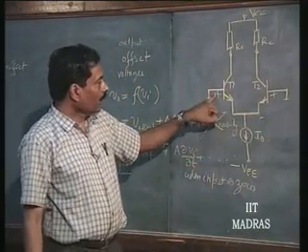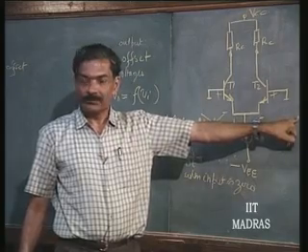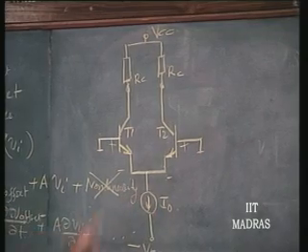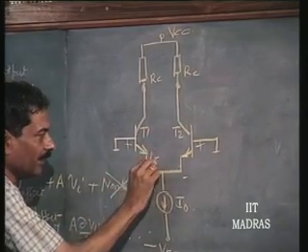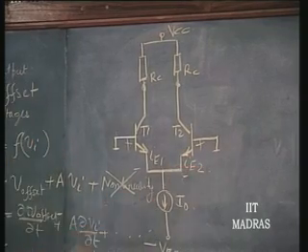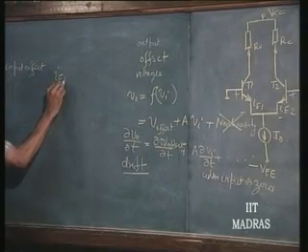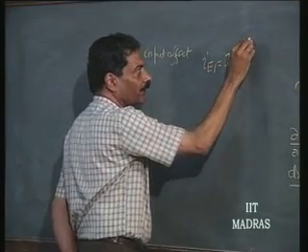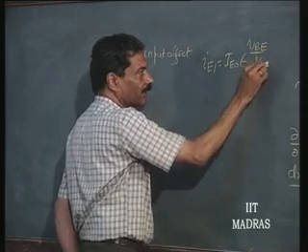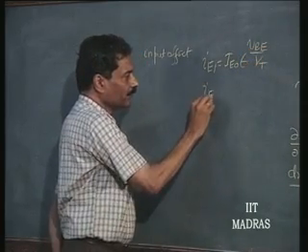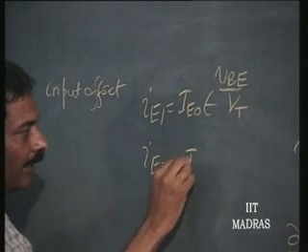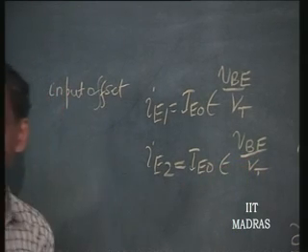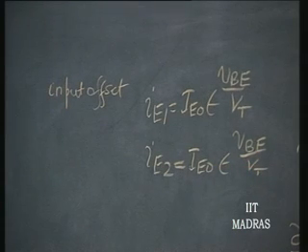What is this? If the input is 0, these VBEs are the same. If these VBEs are the same, what will be the emitter currents IE1 and IE2? IE1 is equal to IE0 exponent VBE by VT. Is this clear? And IE2 is equal to IE0 exponent VBE by VT. These are going to be the same. Right.